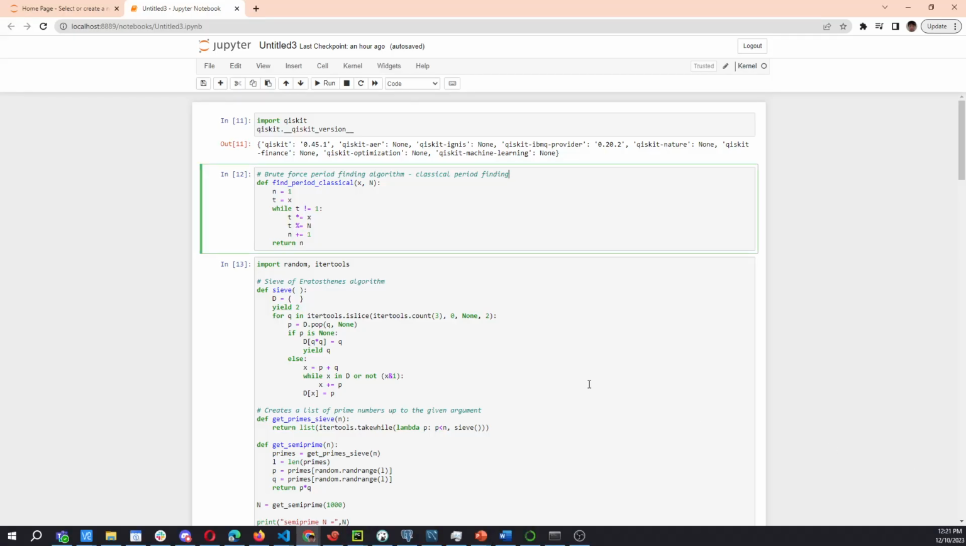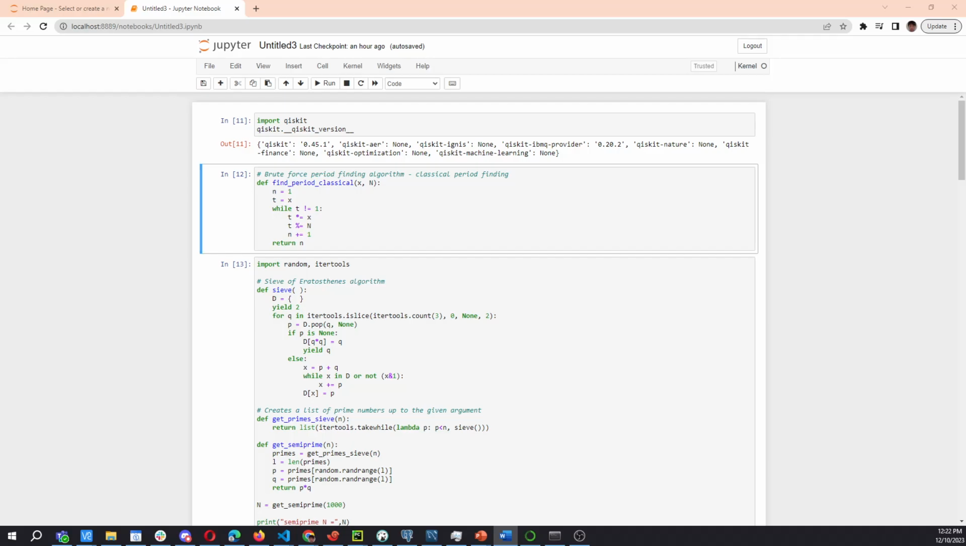So I open up a Jupyter Notebook with Anaconda, and then I can import Qiskit, version 0.45.1 currently, and then there's the classical period finding algorithm. Shor's algorithm, by Peter Shor, is composed of three parts.